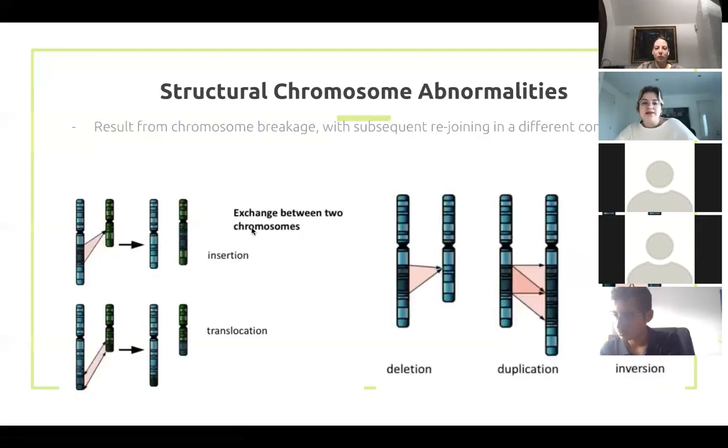Okay. So we've just looked at the numerical abnormalities, and the second section is when you can have structural abnormalities.